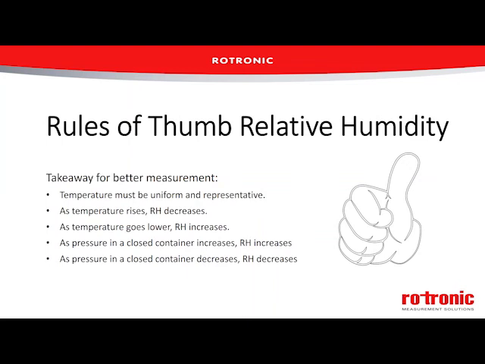A couple of bullets on pressure, because that's our next section, pressure variations. Good rule of thumb is as pressure in a closed container increases, RH increases. And as pressure in a closed container decreases, RH decreases. And you could substitute RH for dew point as well. In a closed system like compressed air, as the pressure increases, the dew point will increase, and it will eventually approach saturation, which is the point you get water in your compressed air system. And as the pressure decreases, your dew point will also decrease.